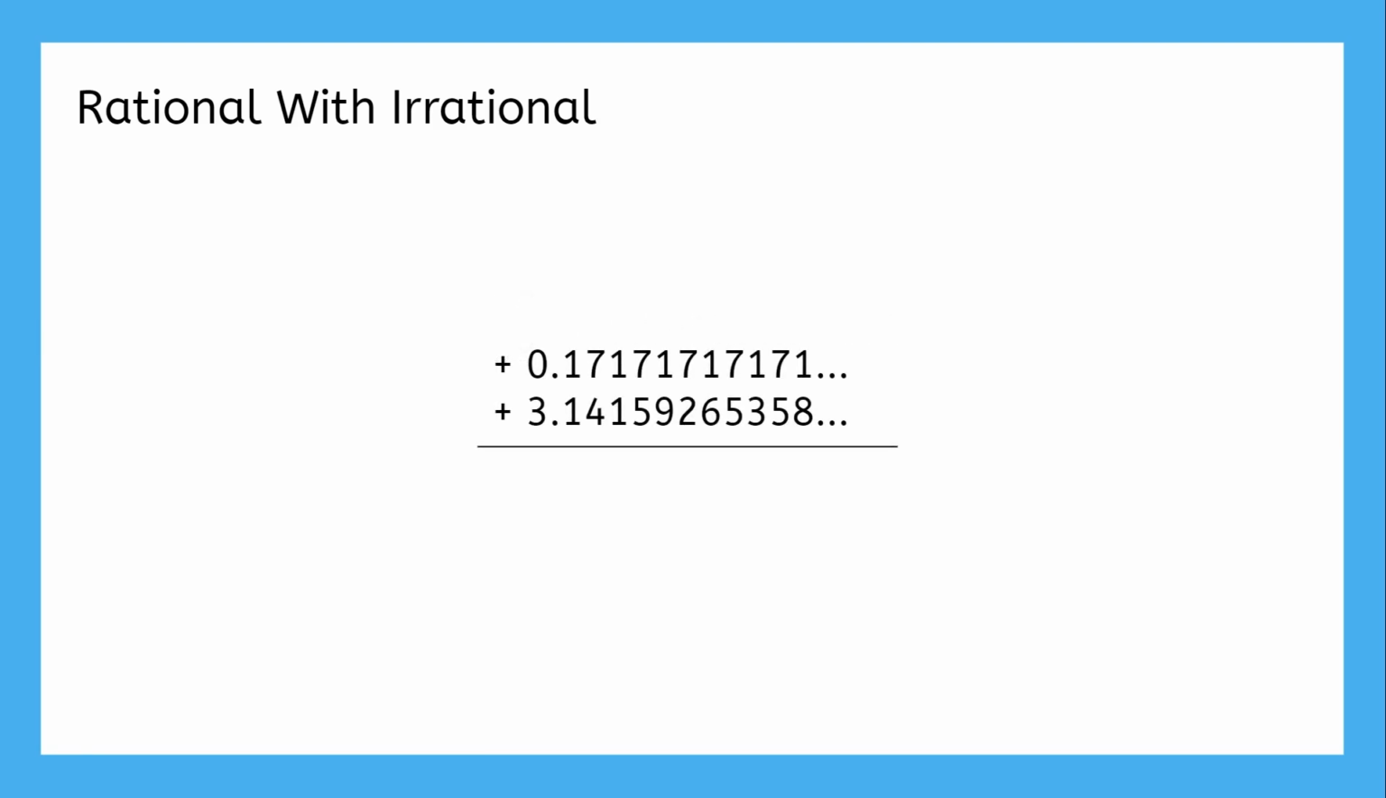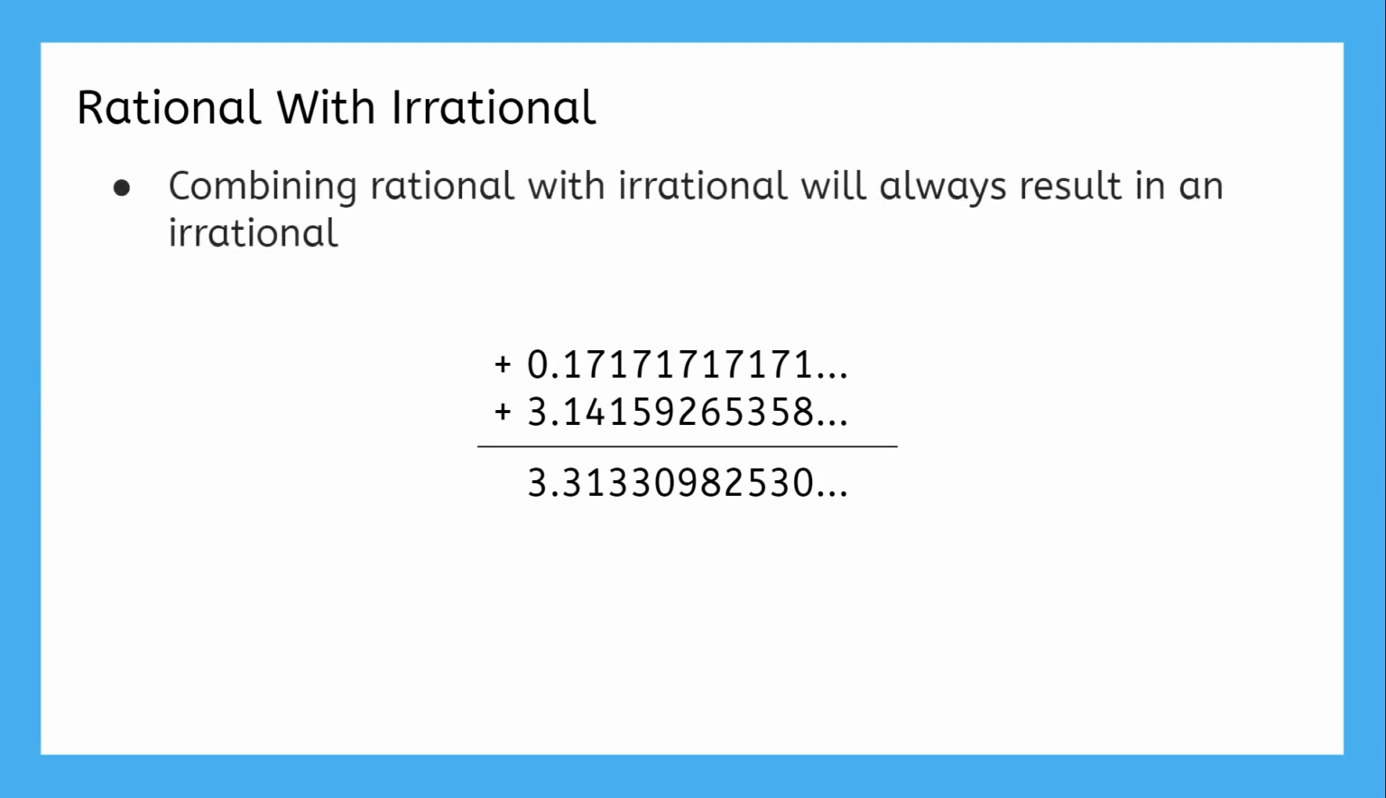If we attempt to combine a decimal that either ends or repeats forever with a decimal that goes on randomly forever, we will always get a new decimal that goes on forever without repeating. Combining rationals with irrationals will always result in an irrational. Think of it as the unpredictability of the irrational number getting in the way of the neat, organized rational number.